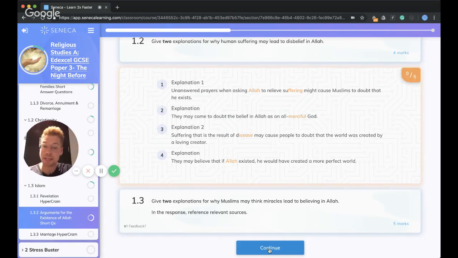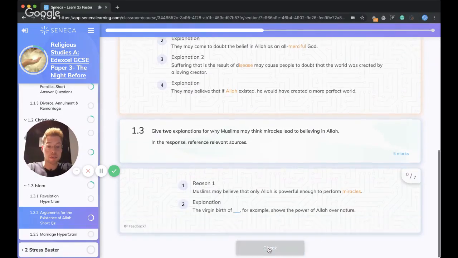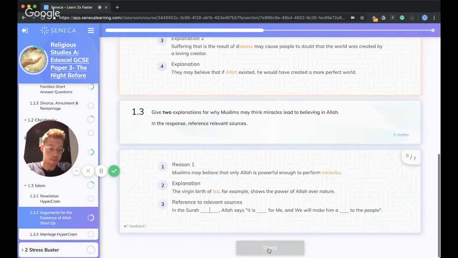Okay, this is our part C question. 1.3: give 2 explanations for why Muslims may think that miracles lead to believing in Allah, with reference to relevant sources. So again, this is the time where we've got to give relevant sources. Part C always needs a relevant source. Reason 1: Muslims may believe that Allah is powerful enough to perform miracles. The virgin birth of Isa, for example, shows the power of Allah over nature. And then we've got to refer to a relevant source. This could be a holy book, or a famous person in the religion, anything like that. So in the surah Maryam, Allah says, "It is easy for me, and we will make him a sign to the people."